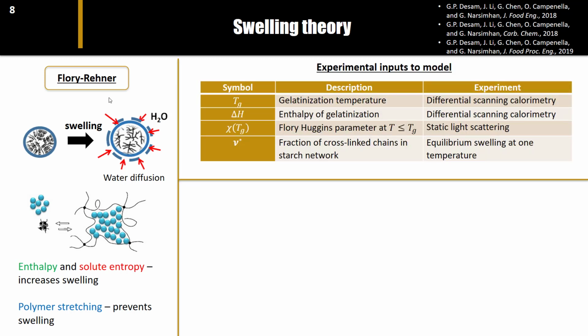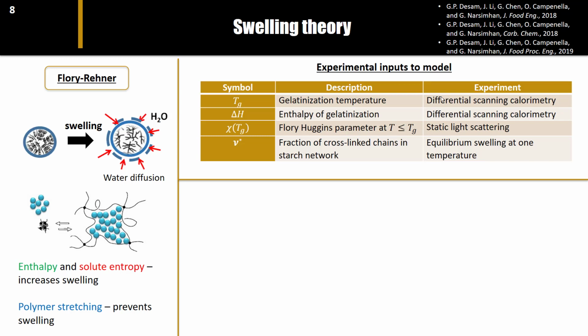In order to use these types of Flory-Rehner theories, you need to know certain physical properties of the granule in order to predict its size distribution as a function of time. One of the parameters you need to know is the gelatinization temperature, which is the temperature above which the granule starts swelling. You need to know the enthalpy of gelatinization, which happens during the swelling process. You need to know the Flory-Huggins parameter below Tg, which is related to the second virial coefficient between the solute and the polymer network. And you also need to know the fraction of chains that are cross-linked in the starch network.